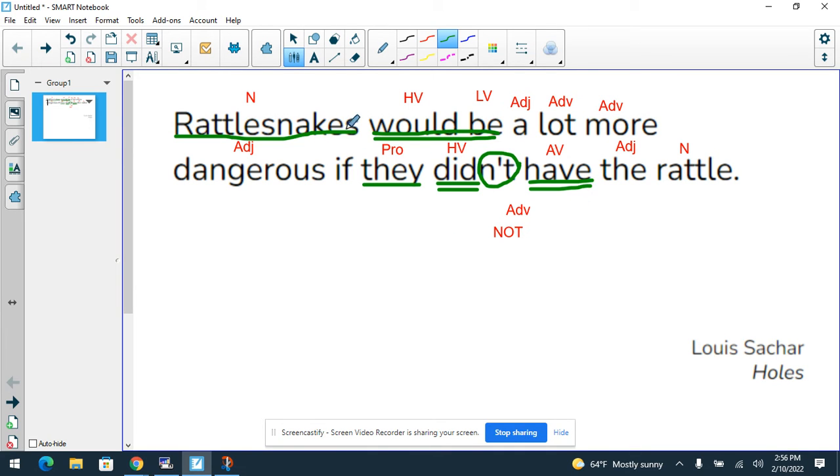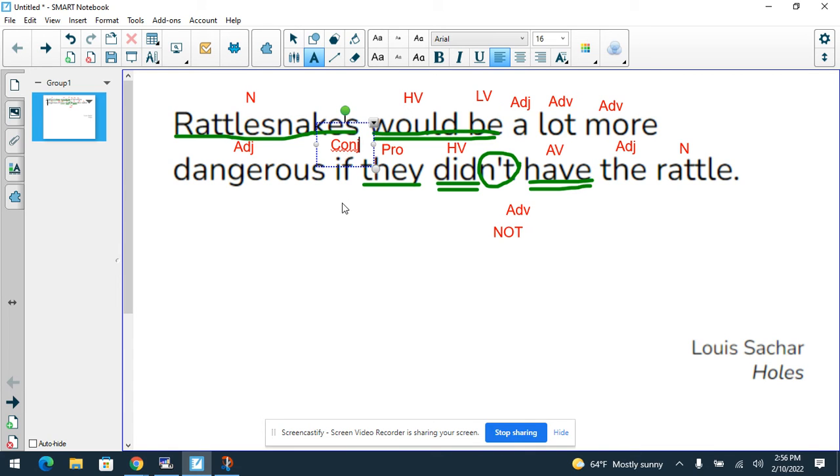Usually when we have this going on, we have somewhere around here, because you can see this is kind of where the natural break is. Rattlesnakes would be a lot more dangerous. That could stand alone. But this if is throwing things off. Usually right here when we're joining things, we would have fanboys, right? Those are coordinating conjunctions. But we don't have one. Instead we got if. In this situation, if is indeed a conjunction. It's just not a fanboys conjunction.